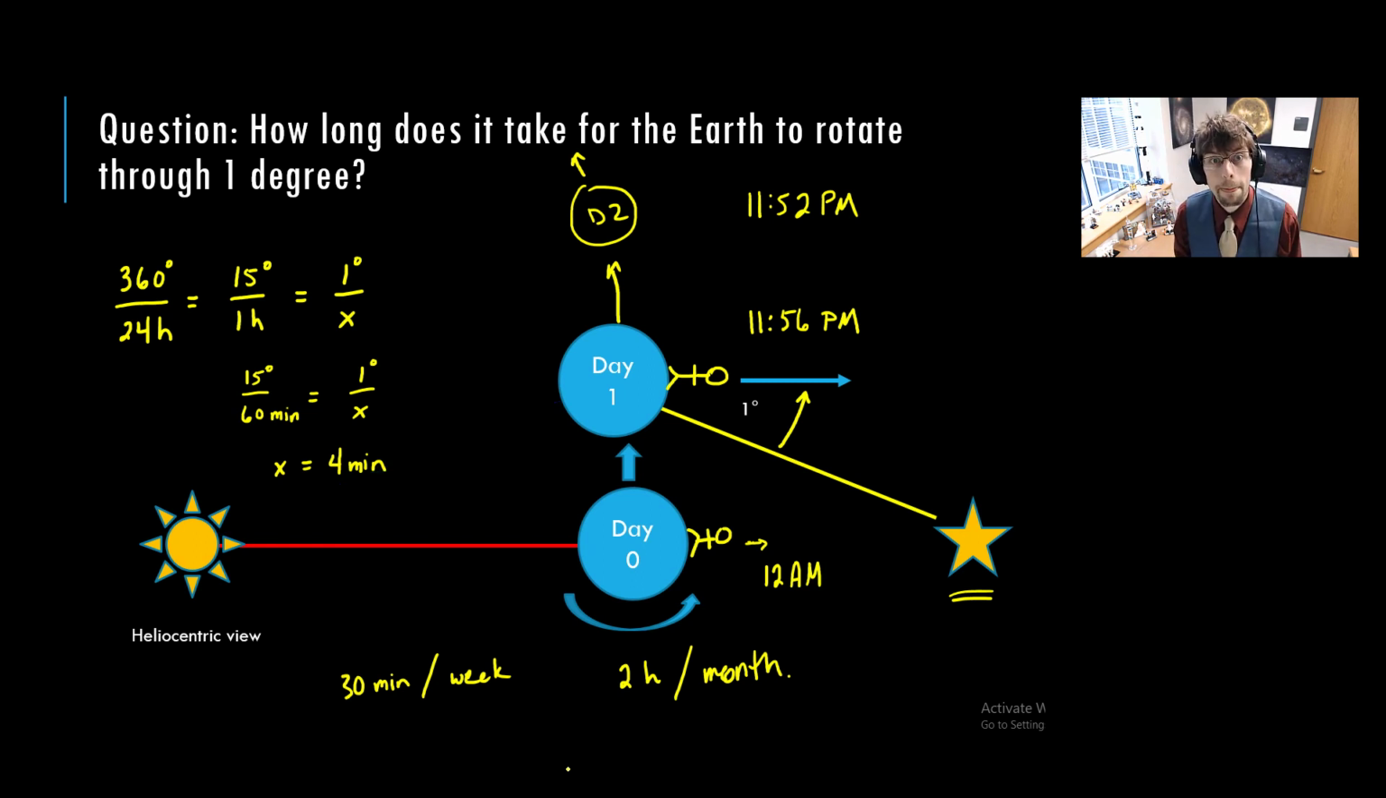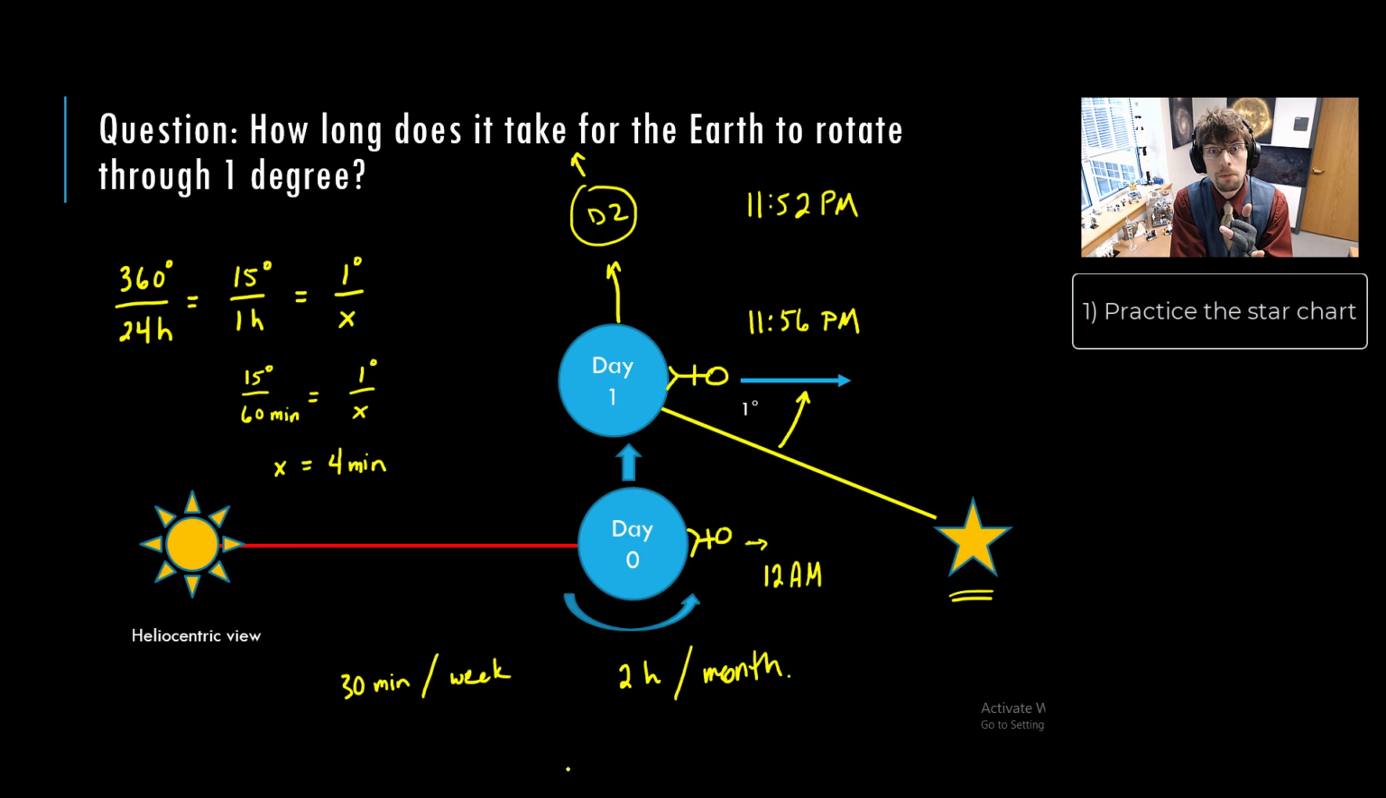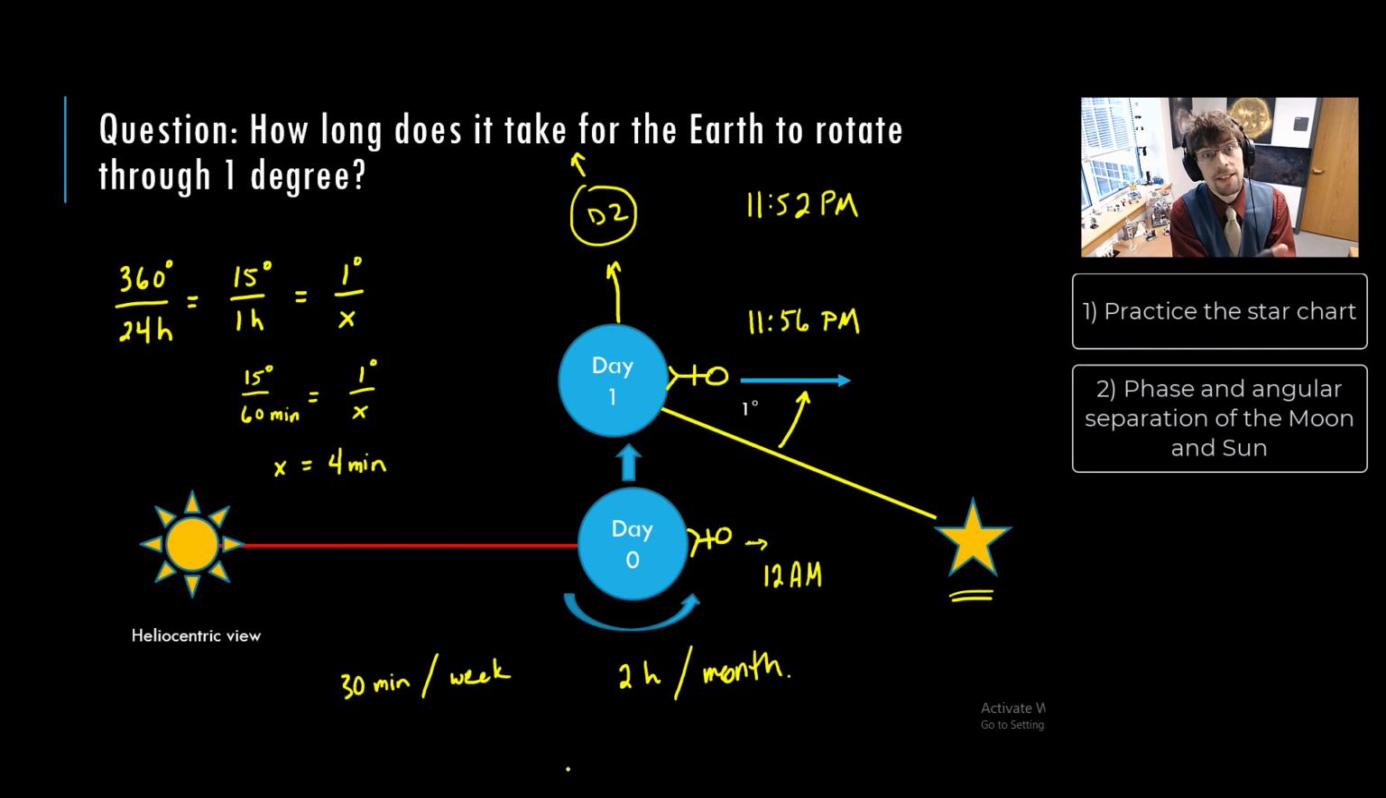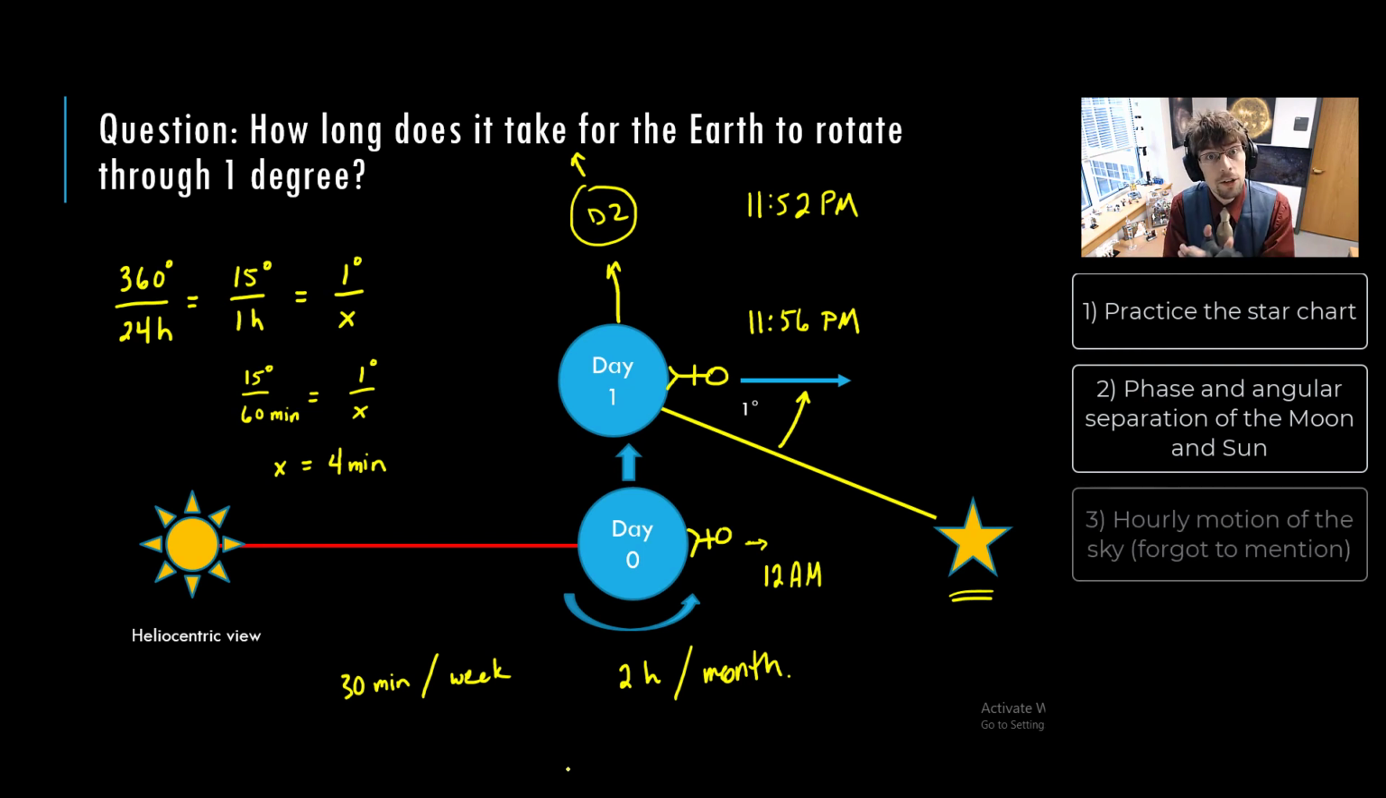Okay. So go out tonight. You've got a new list, right? So number 1, practice your star chart. Number 2, you're going out and looking at how the moon changes position from night to night. Number 3, you're thinking about the phase of the moon and its respective location to the sun. Here's another one that I want you to start looking for.